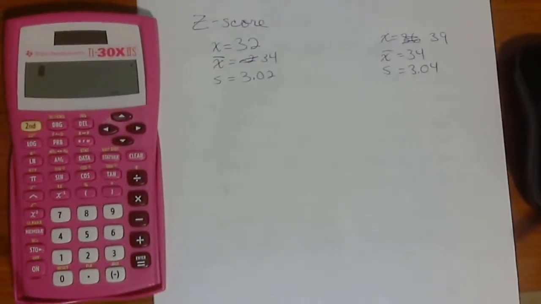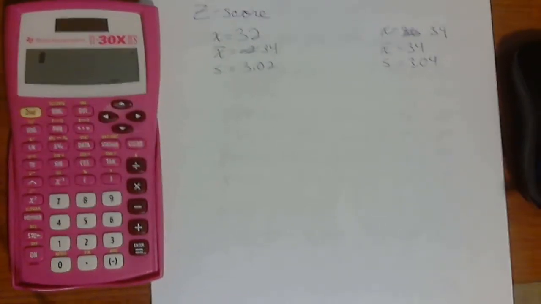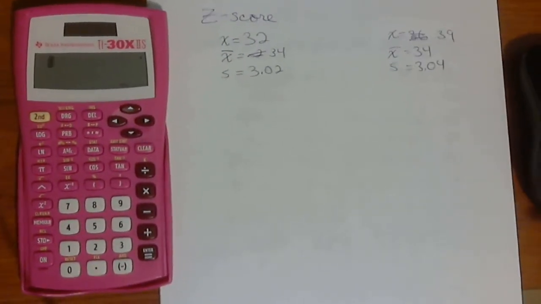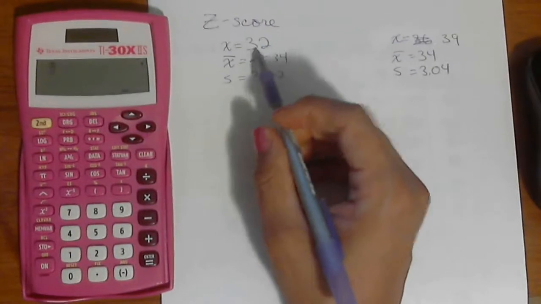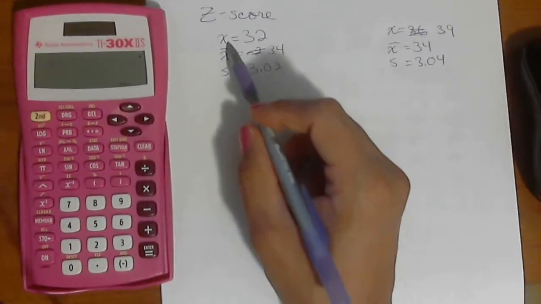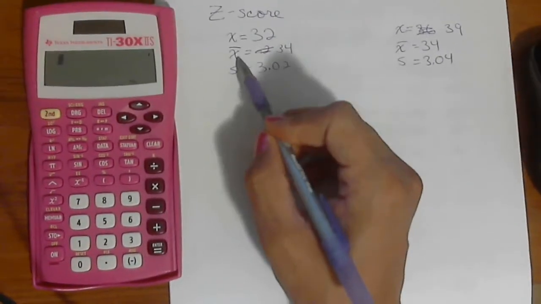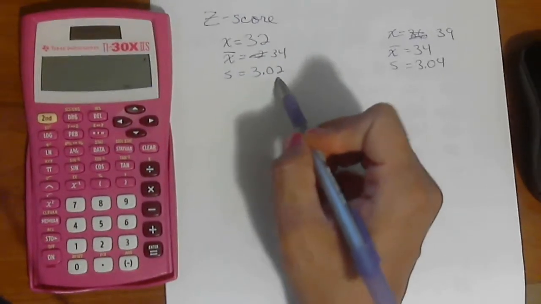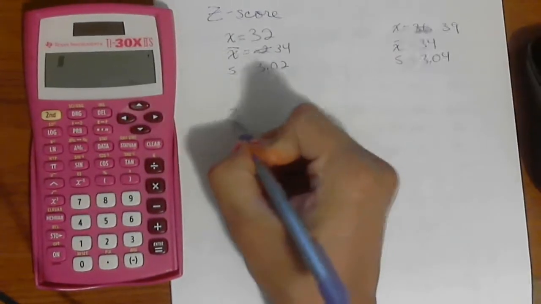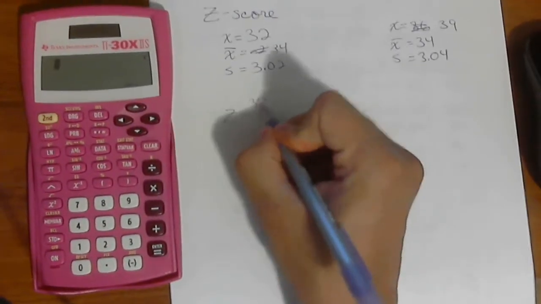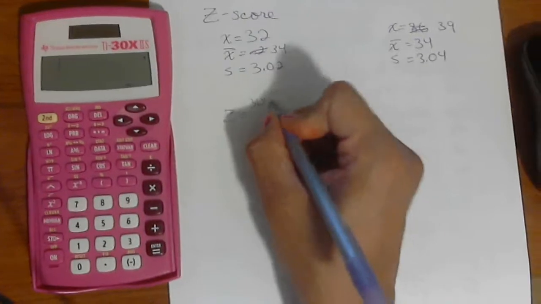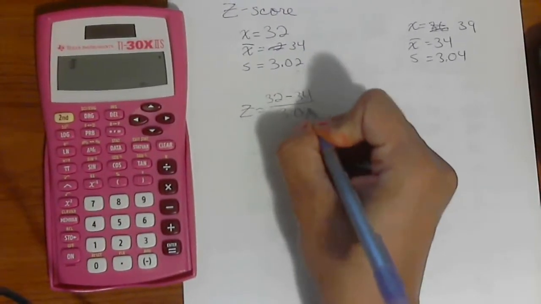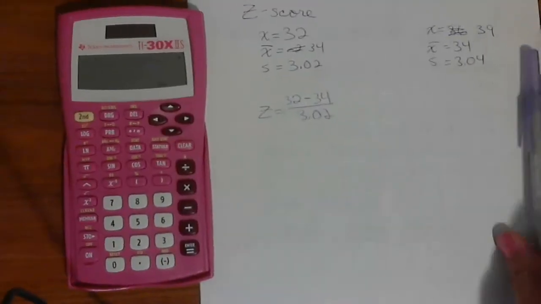For this video, we want to talk about the proper rounding for z-scores and other numbers, just regular rounding tips and everything. So for this first one, I have that our data value is 32, our sample mean is 34, and our sample standard deviation is 3.02. Remember with z-scores, we're going to take 32, which is our data value, minus our mean of 34, and divide that by 3.02, which is our standard deviation.